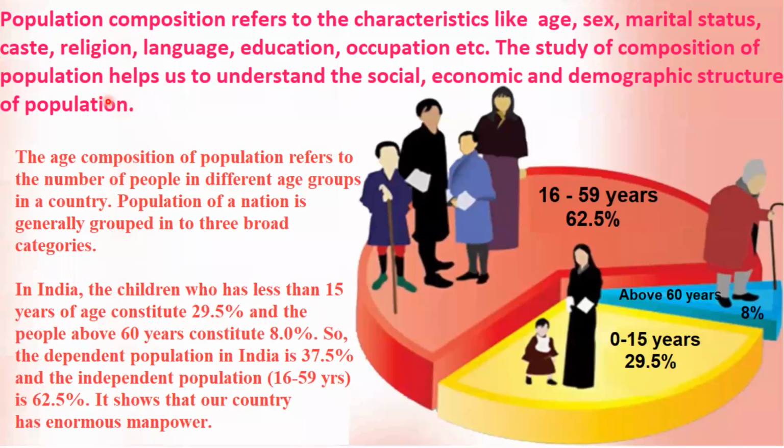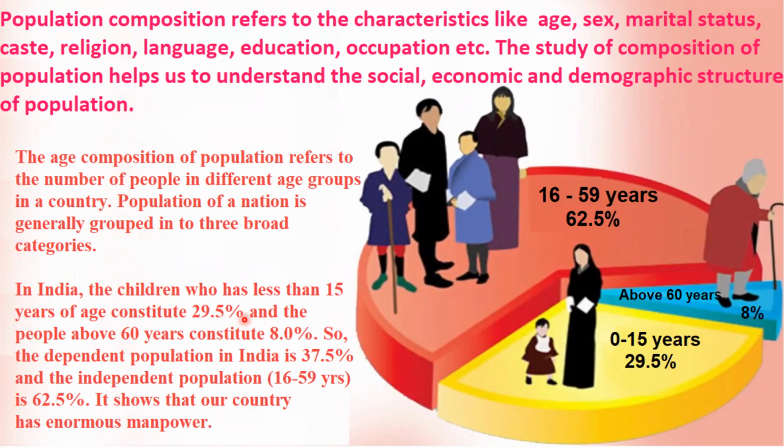What is population composition? It refers to characteristics like age, sex, marital status, caste, religion, language, education, occupation, etc. The study of composition of population helps us to understand the social, economic, and demographic structure of population. The age composition of population refers to the number of people in different age groups in a country. The population of a nation is generally grouped into three broad categories.